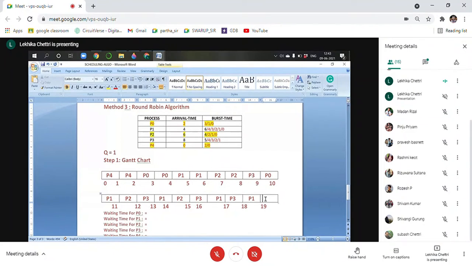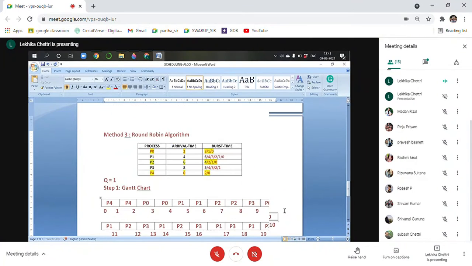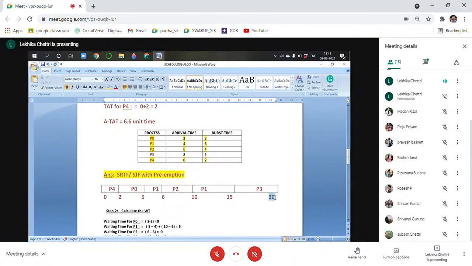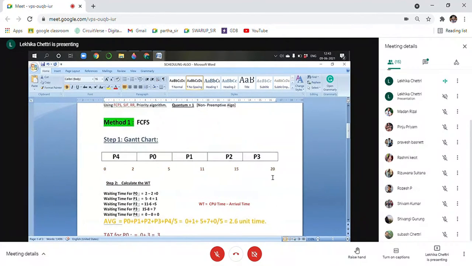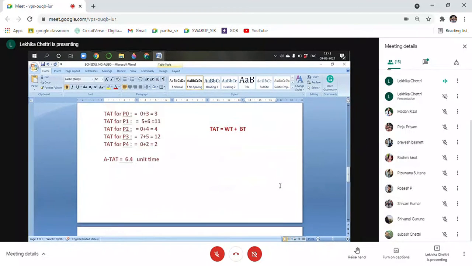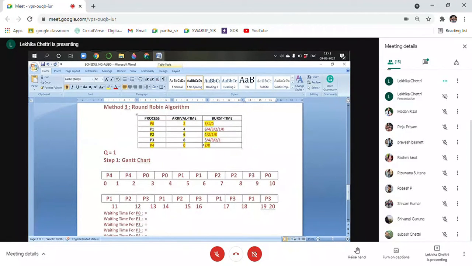And now last is obviously P3. In the last lecture, I told you all the processes will need the same CPU time at the end. So the last value here is also 20. If you check yesterday's Gantt chart, it is 20 for SRTF and for FCFS also. So that means your distribution is correct. This is the Gantt chart that we have got.